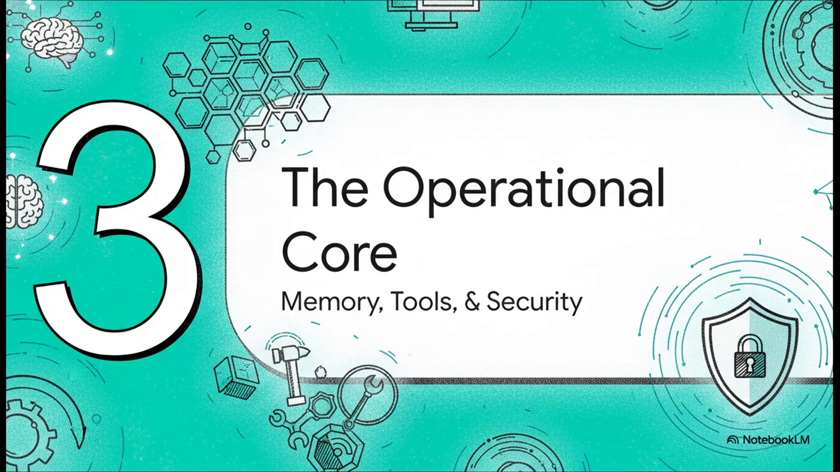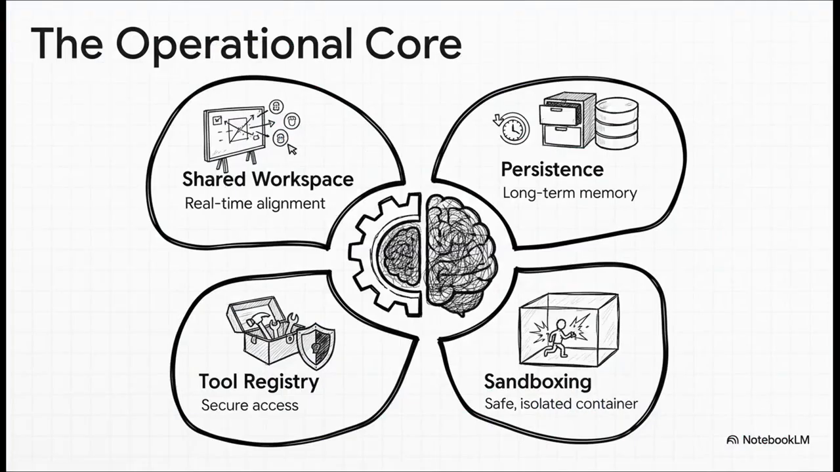Now we need to give it the infrastructure to actually do stuff, to remember things, use tools, and do it all without breaking anything. This is what we call the operational core. These 4 patterns are absolutely essential. You've got a shared workspace, which is like a common brain, so every agent is on the same page. Persistence management gives it long-term memory. A tool registry lets agents use real-world tools securely, and sandboxed environments make sure that any code they write is isolated and can't cause any damage.